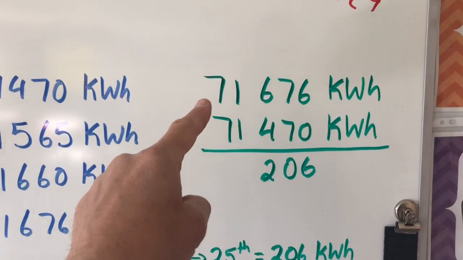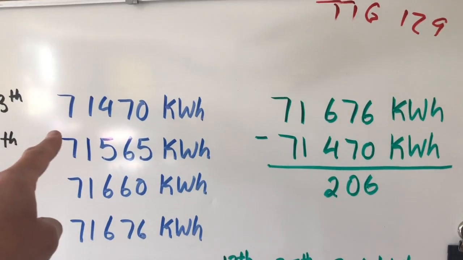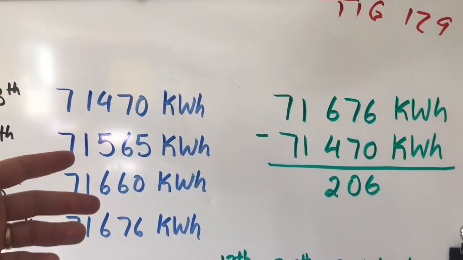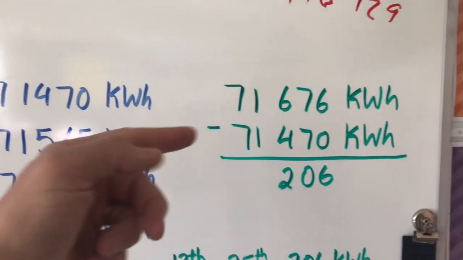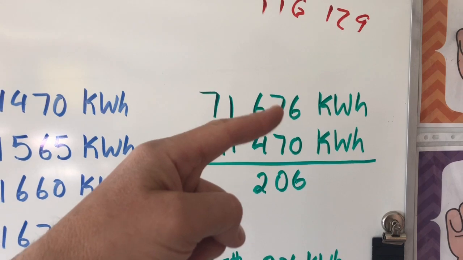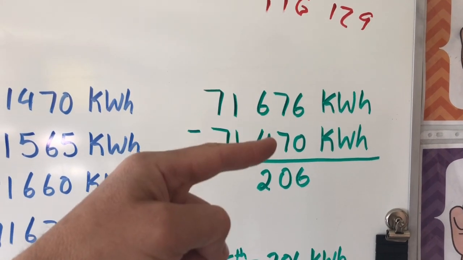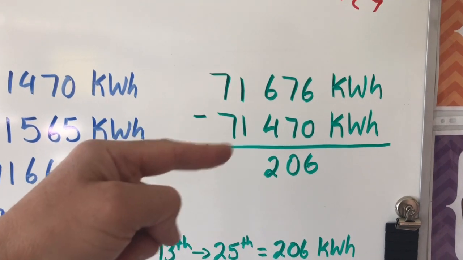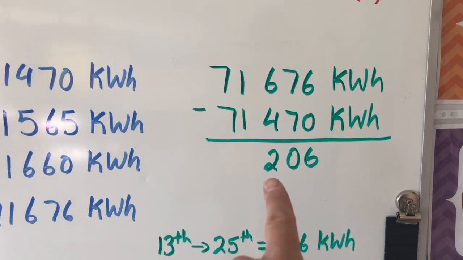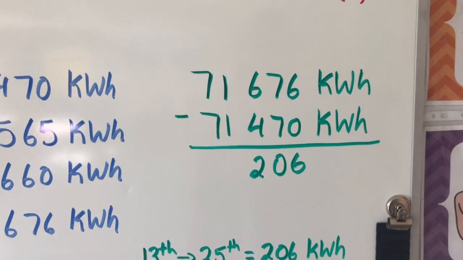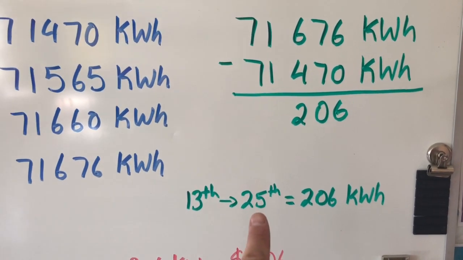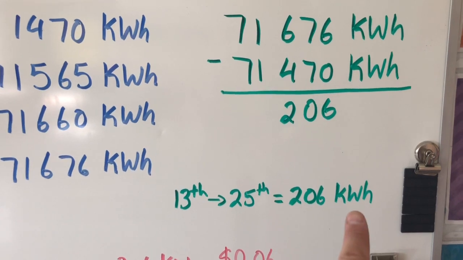So if we come over here, we'll take my last number, 71676, and put that on top. Then subtract our first number, 71470. You'll have different numbers. I'm using the numbers that were on my electrical meter. Put that underneath and subtract. 6 take away 0 is 6, 7 take away 7 is 0, 6 take away 4 is 2, 71 take away 71 is 0. So I've used 206 kilowatt hours. From the 13th of May to the 25th of May, I used 206 kilowatt hours.